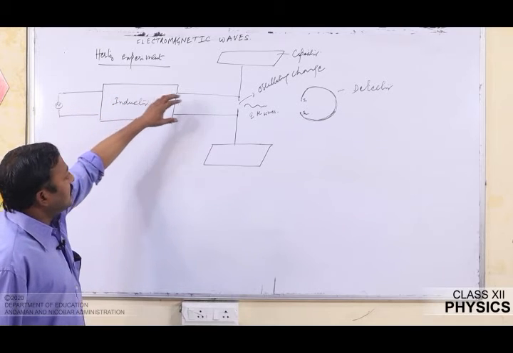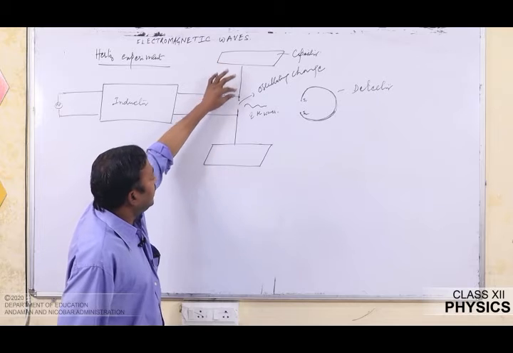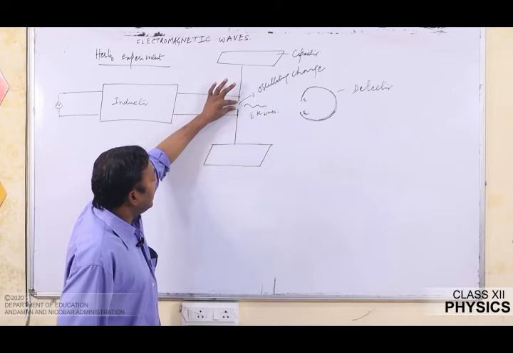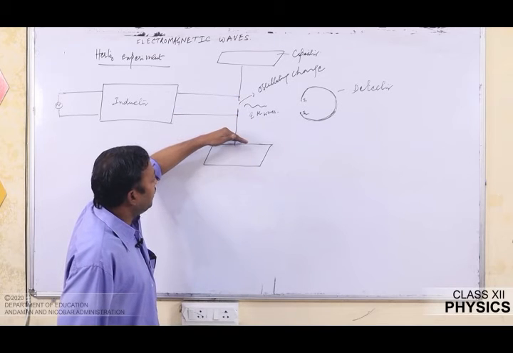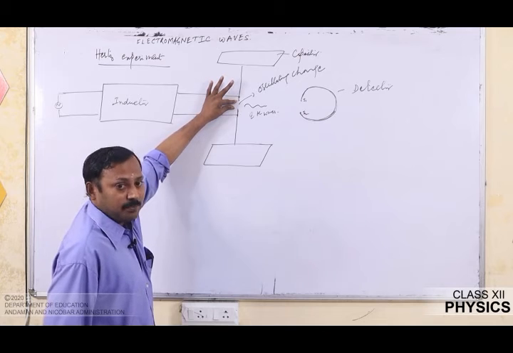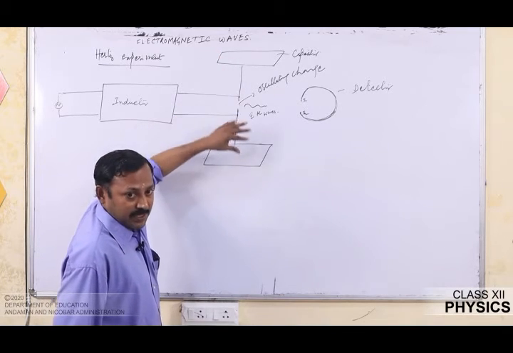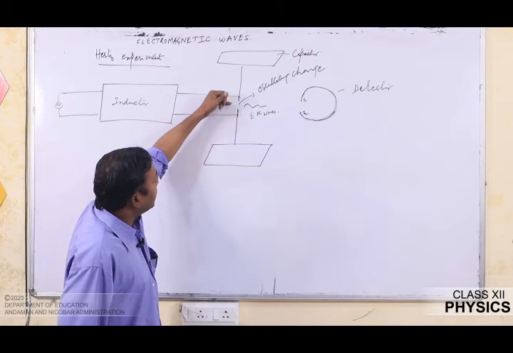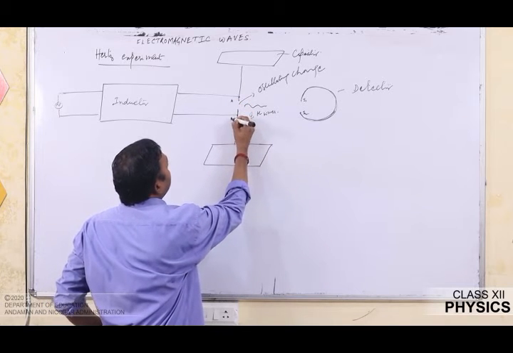The inductor produces an electric field in the free space between the plates. This electric field ionizes the gas molecules present between the capacitor plates. As a result of that, it provides a discharge path to the charge present between the capacitor plates. This charge starts to oscillate between the points A and B.